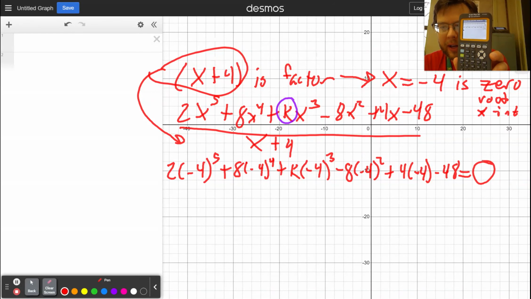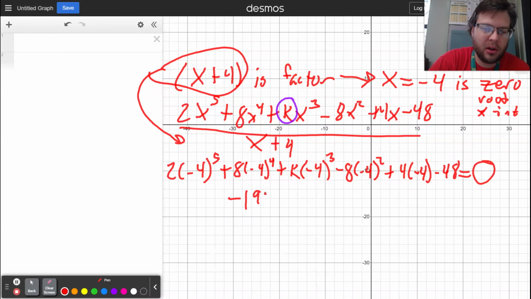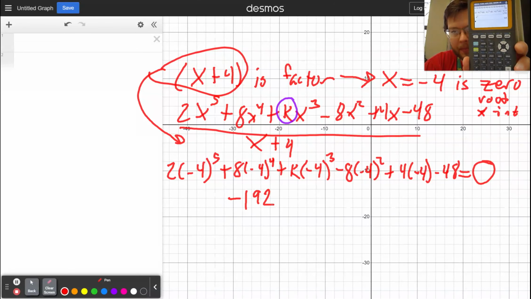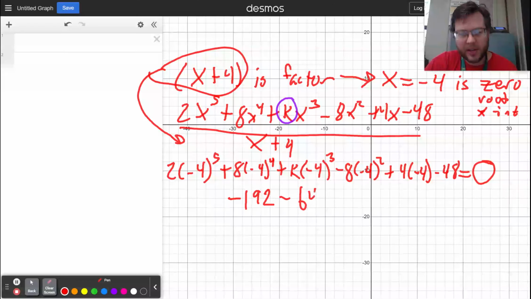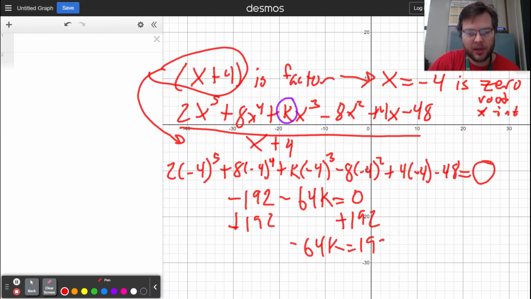Okay, so I did all that, and that gives me -192. So -192 is all the stuff that does not have a k. -4 to the third power is -64, and so you can do -64 times k, and this equals 0. So let's solve for k. So -64k is 192. 192 divided by 64 is 3. So k is equal to -3.